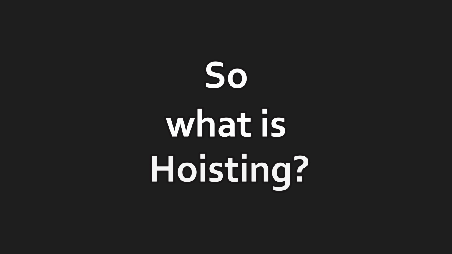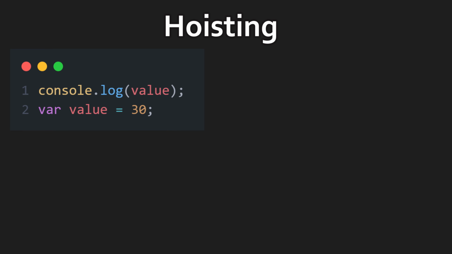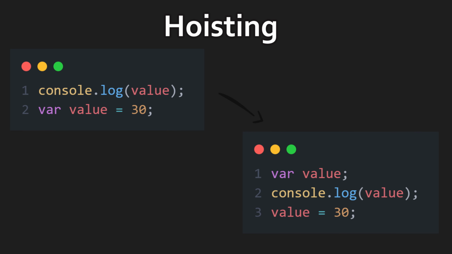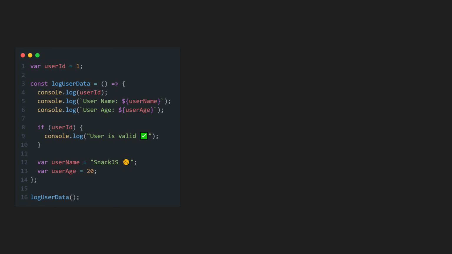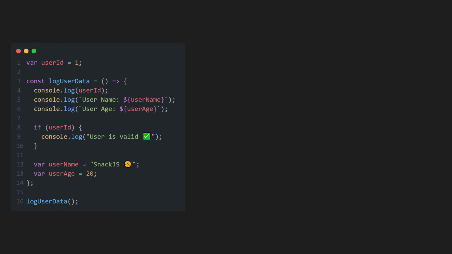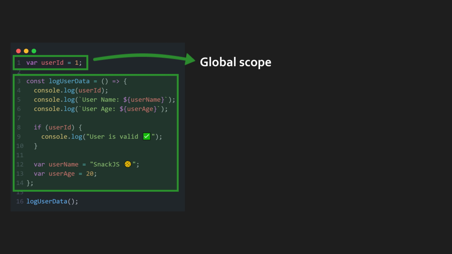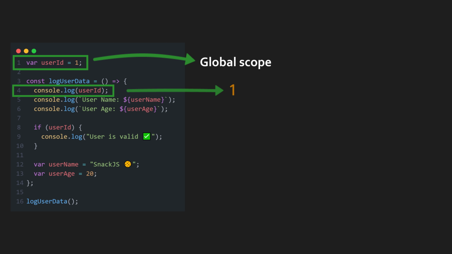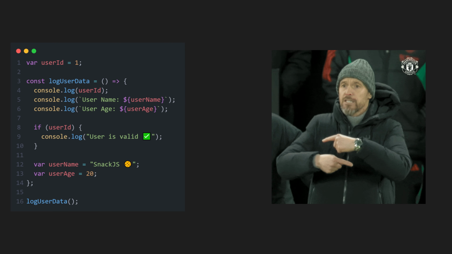So, what is hoisting? Hoisting is a behavior in JavaScript where variable and function declarations are moved to the top of their scope during the compilation phase. Let's see hoisting in action in this example. Here in the first line, we define the userId variable using var. As this variable is declared in the global scope, we can easily access it inside the logUserData function. As a result, userId logs to the console as 1, and the if block runs successfully because userId is a truthy value. But things change for username and userAge.